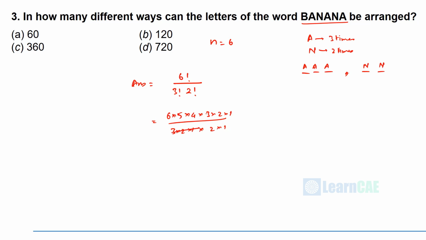So this will get cancelled here. 2 will be cancelled here. So 6 5s are 30, 30 into 2, 60. So the answer is option A, 60.